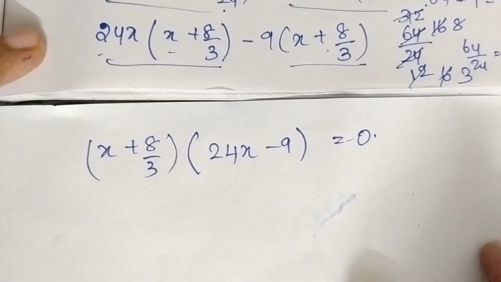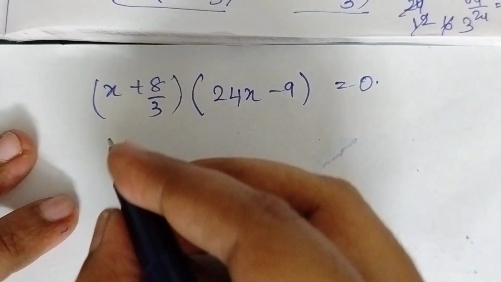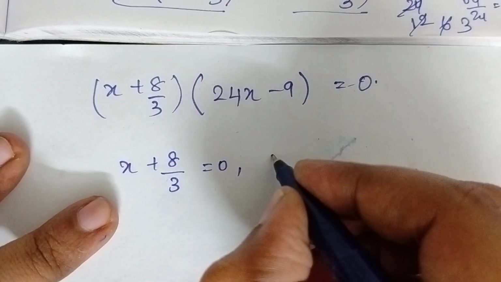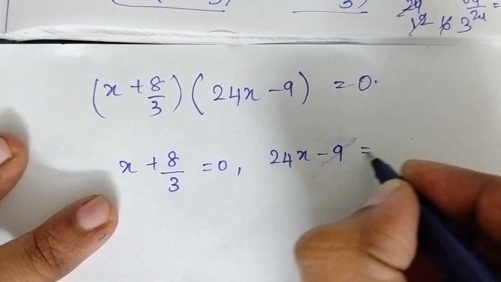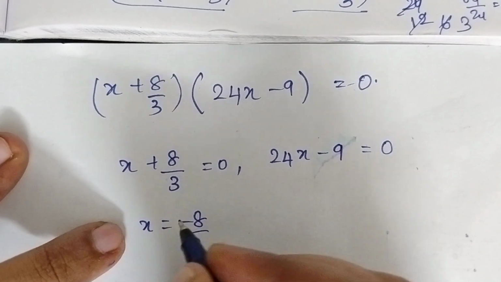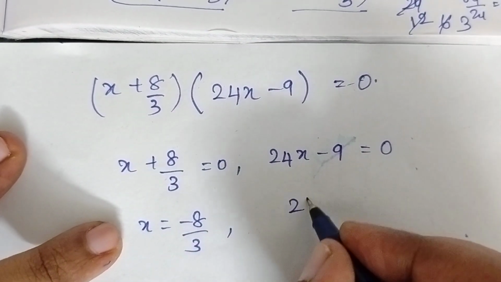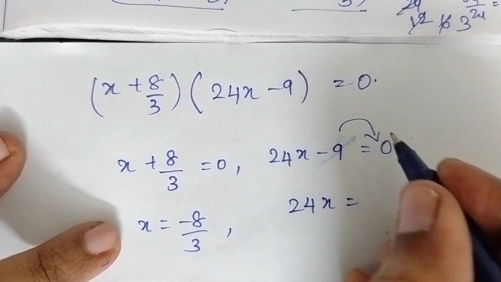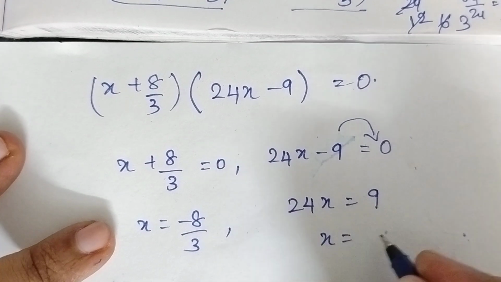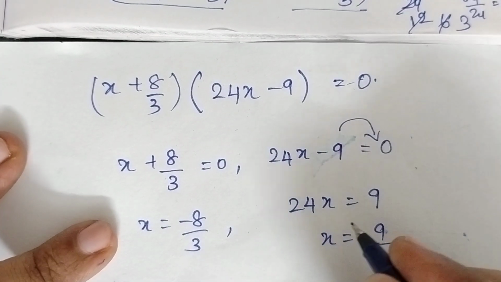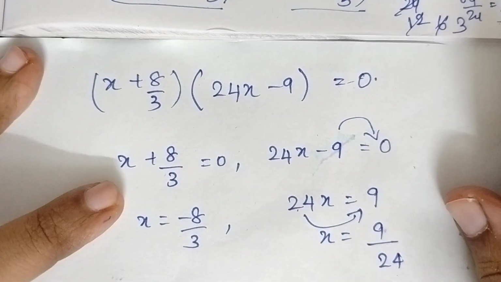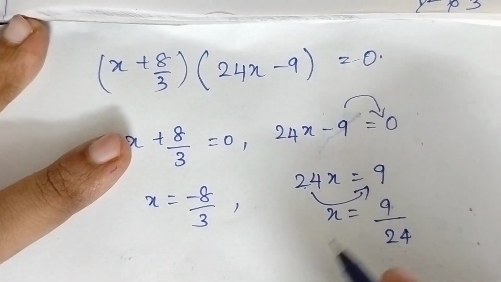Therefore, what we have to do: x plus 8 by 3 is equal to 0. Similarly, 24x minus 9 is equal to 0. Therefore, x is equal to minus 8 by 3 from this equation. And here, 24x is equal to, if this goes after the equal sign, the sign gets changed and it becomes plus. Then x is equal to 9 divided by 24. If it is multiplication, when it comes after the equal sign, it becomes division. This operation gets changed.